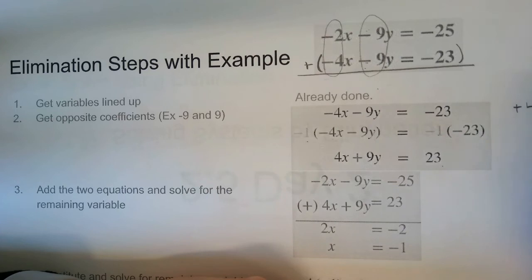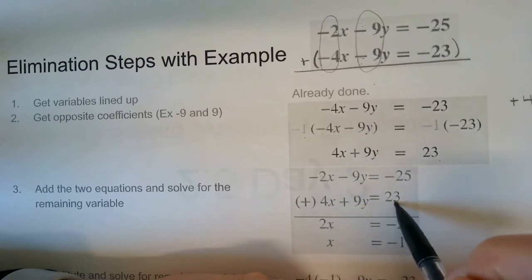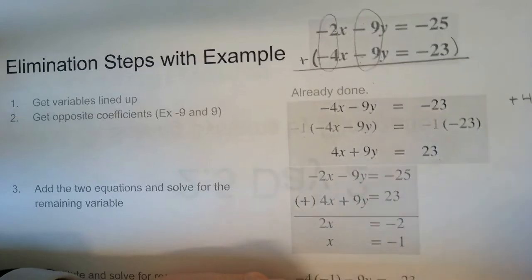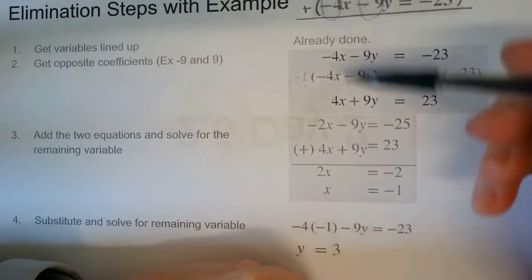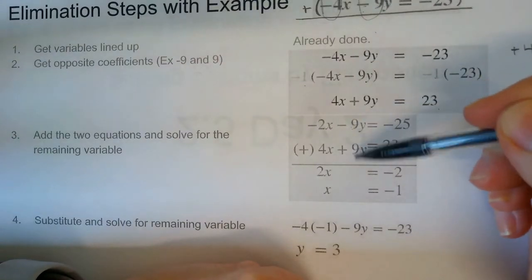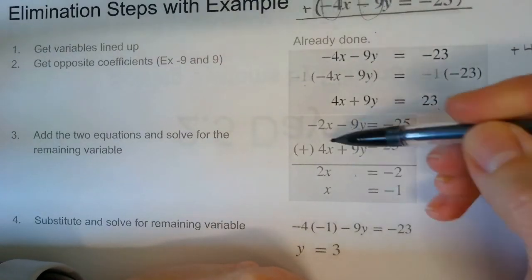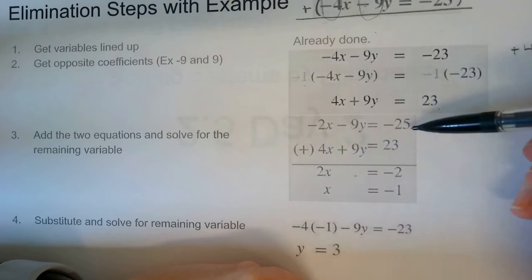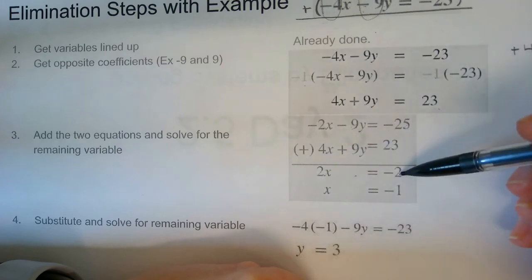So then I have positive 4x plus 9y equals 23. I can take that equation and add it with my top equation. Once I do that, my y's now add to 0. My x's will add to 2x, and my constants will add to -2.